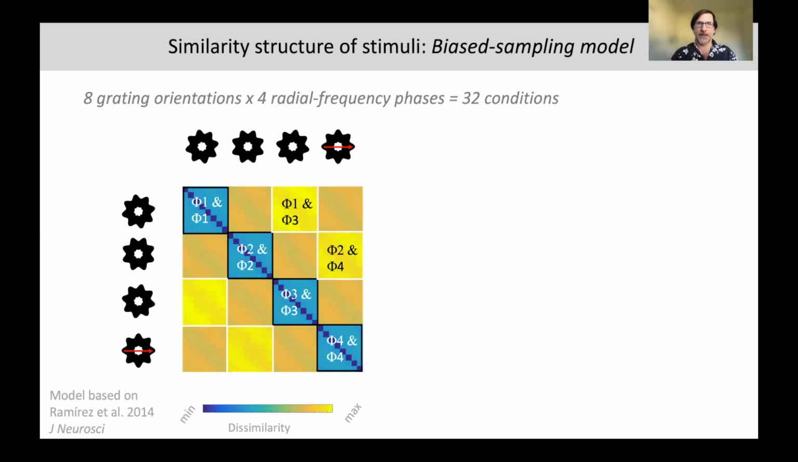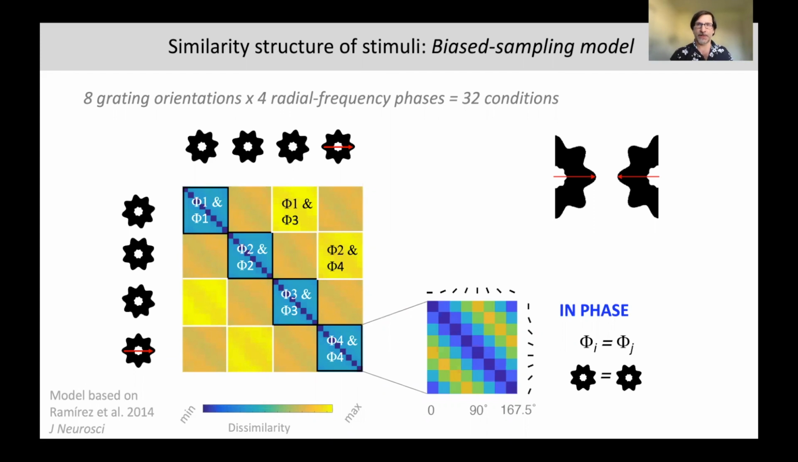For example, each 8x8 block along the main diagonal of the big 32x32 matrix shown here exhibits pattern dissimilarities when gratings are presented with apertures with the same radial frequency phase. For this in-phase condition, the bias sampling model predicts the representation of grating orientation should reflect grating angular disparities, and gratings in the same orientation should reveal minimal distances, as indicated by the blue cells along the main matrix diagonal. Instead, orthogonal gratings are maximally dissimilar, as indicated by hot colors.